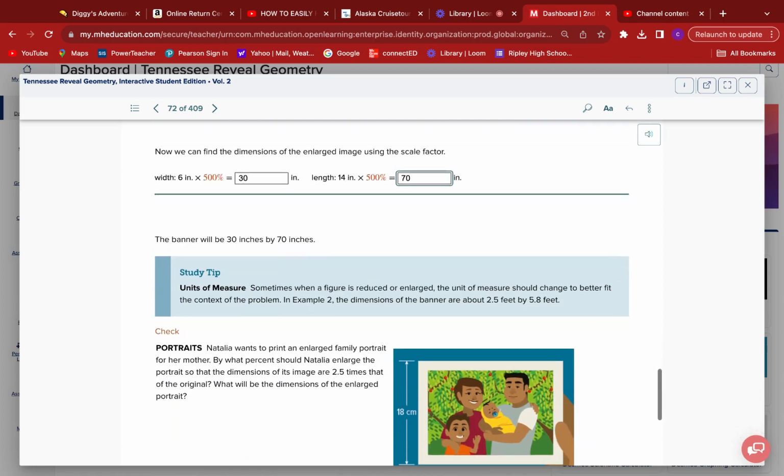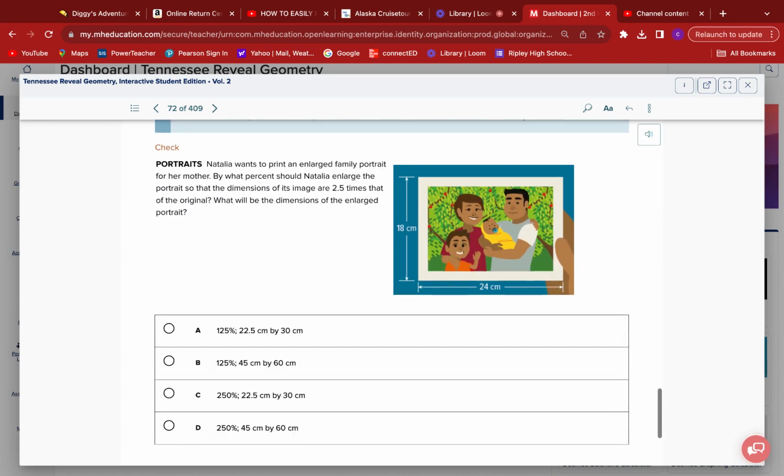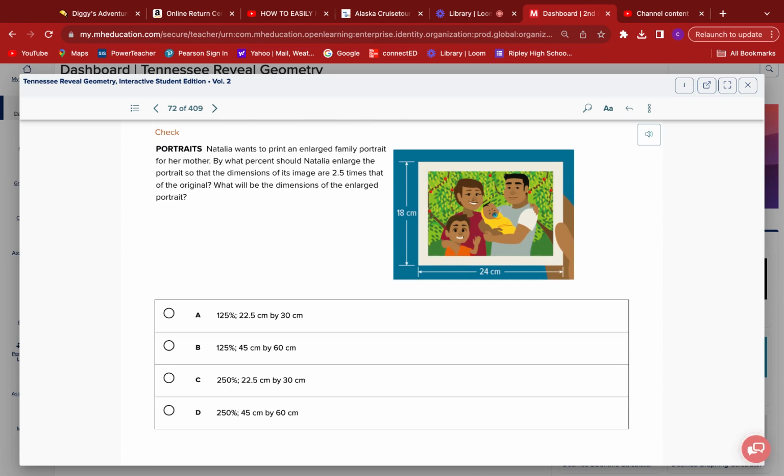Example number 2. All right, they got a check coming up. So, see, Natalia wants to print an enlarged family portrait of her mom. By what percent should she enlarge the portrait so the dimensions of its images are 2.5 times that of the original size? And what are the dimensions of the enlargement portrait?